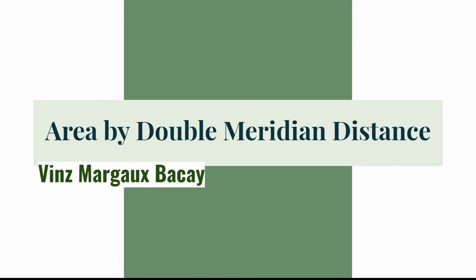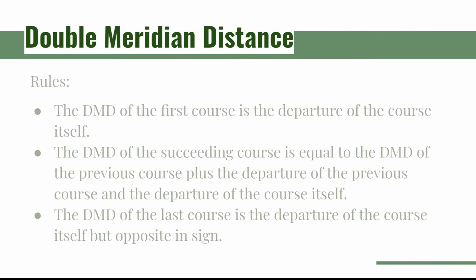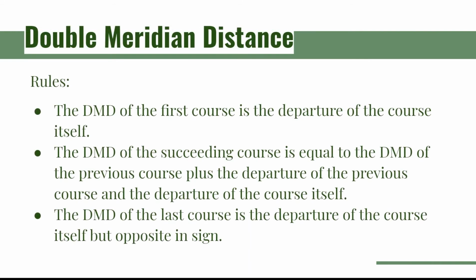We will now proceed to the third method to compute for the area, which is area by double meridian distance. So what is a double meridian distance? It is a traditional method of computing the area of a closed polygonal traverse. So we have a few rules to remember when doing this specific method. First, the double meridian distance or DMD of the first course or line is the departure of the course itself. Next, the DMD of the succeeding course is equal to the DMD of the previous course plus the departure of the previous course and the departure of the course itself. And last but not the least, the DMD of the last course is the departure of the course itself but opposite in sign.